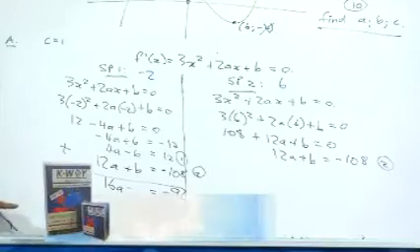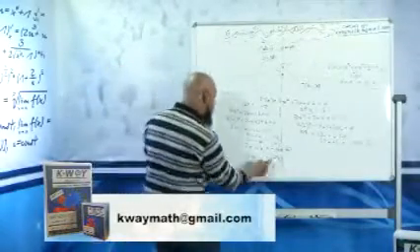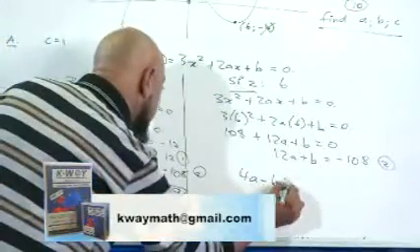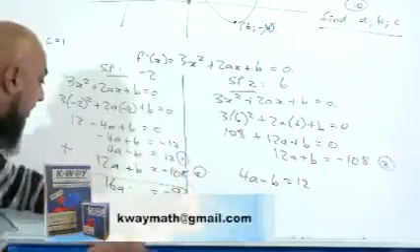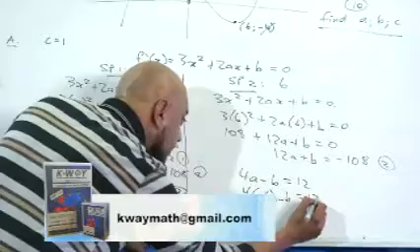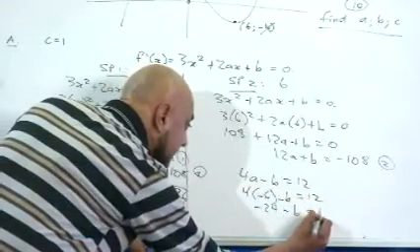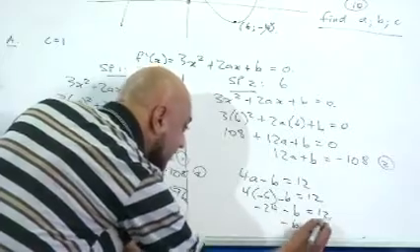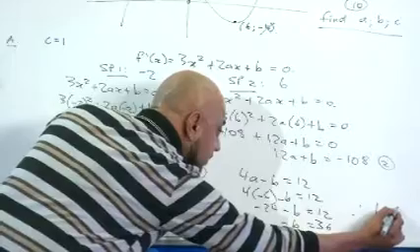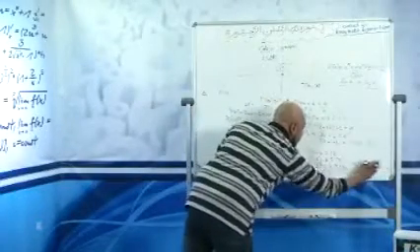We now need to find the value of b. We've got c, we've got a. We now need b. We can take this and plug it into any equation. So I'm going to take equation number 1, 4a minus b is equal to 12. I've got a equal to negative 6. 4 times negative 6 is minus 24, minus b is equal to 12. Minus b is equal to 12 plus 24, 36. Divide by negative, divide by negative. Therefore, b is equal to negative 36.